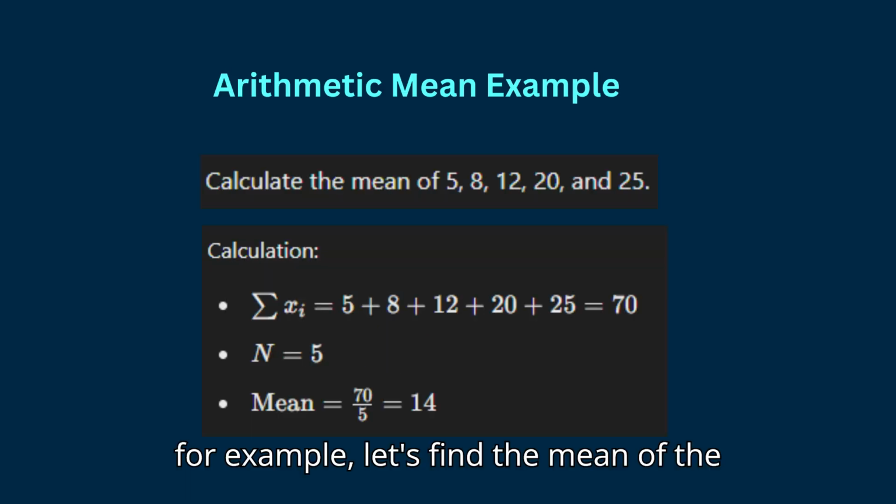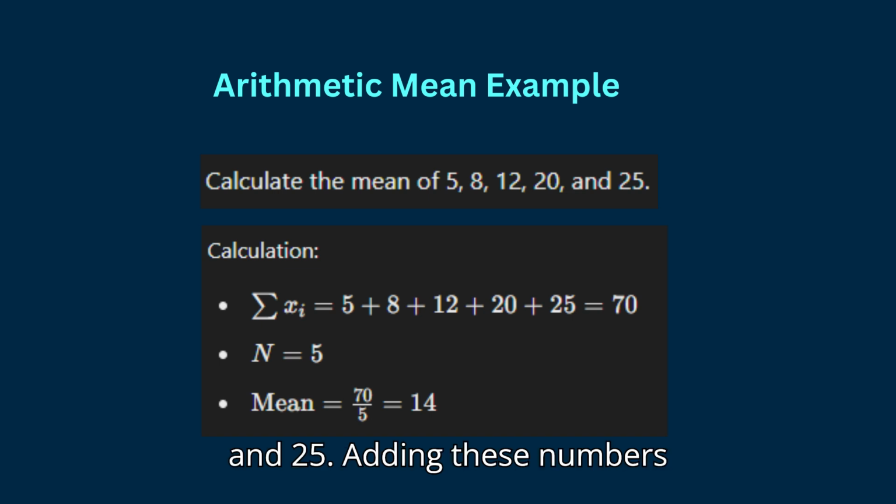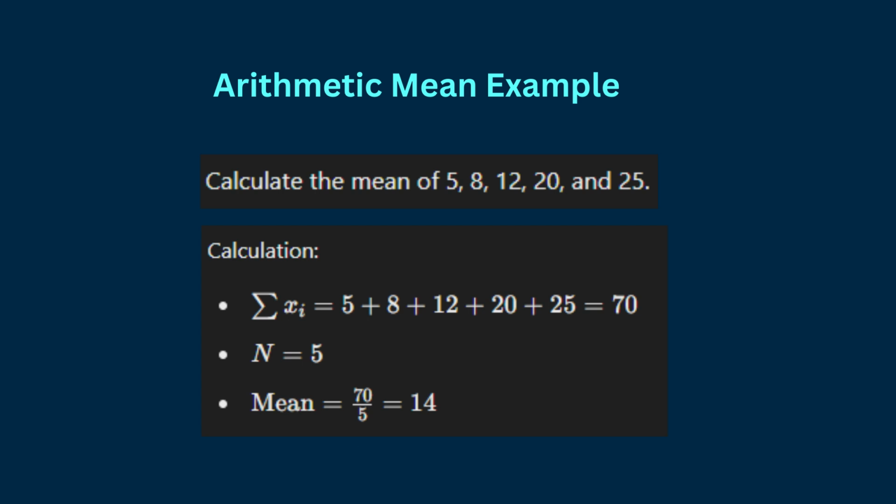For example, let's find the mean of the numbers 5, 8, 12, 20, and 25. Adding these numbers together gives us 70. Dividing 70 by 5, we get a mean of 14.